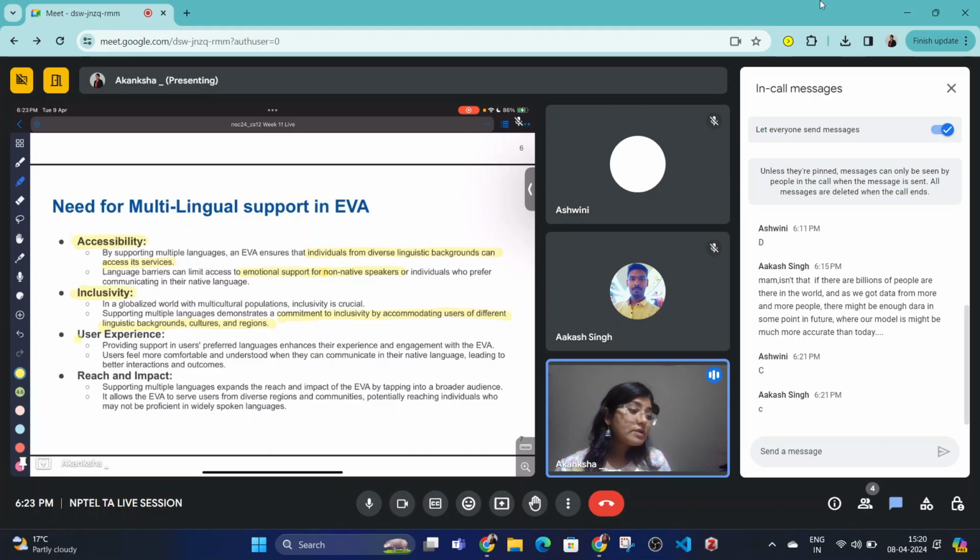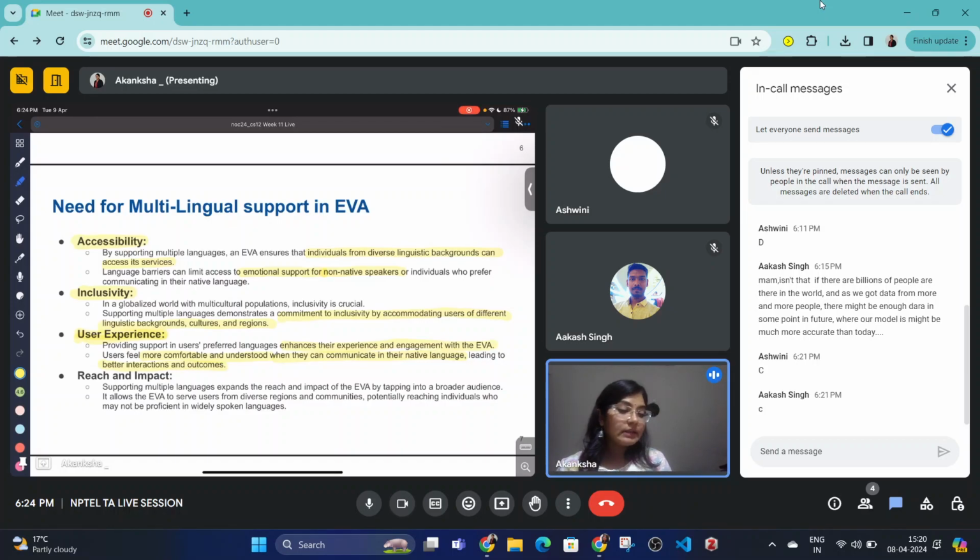Now, of course, if it is multilingual, it will also enhance the user experience, because ultimately you are more comfortable in your native language, right? The way you can express yourself in your native language, you can't express in your second language, right? So it enhances their experience and engagement with the EVA, and users feel more comfortable and understood when they communicate in their native language, leading to better interactions and outcomes.